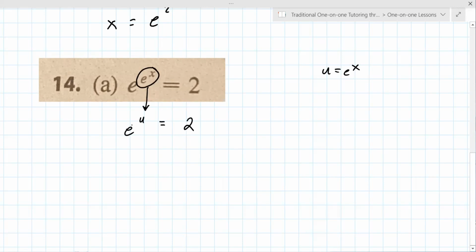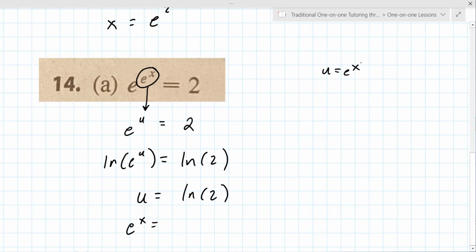So how do you undo e? Well, it's the same as part A. You take the natural log of both sides. So here, natural log undoes e, so it becomes u equals natural log of 2. But you're not solving for u. U is really e to the x.